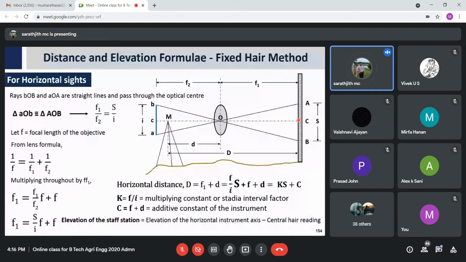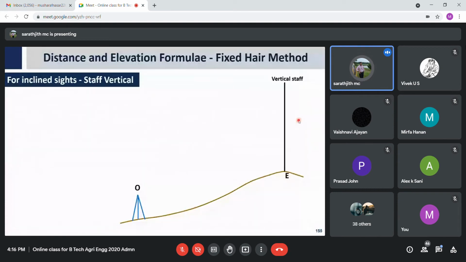So today we'll be discussing what distance and elevation equations we should use when the site is inclined. Imagine this particular situation as shown in the slide. Your instrument station is down the hill, and you want to find the elevation of a certain point above the hill. You are going to keep your staff in vertical direction as usual.